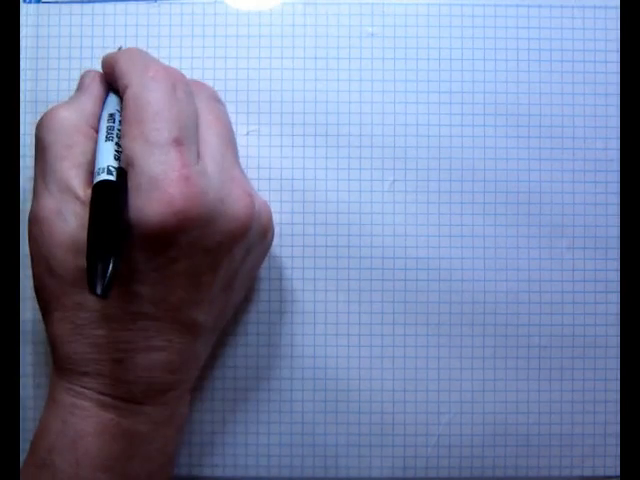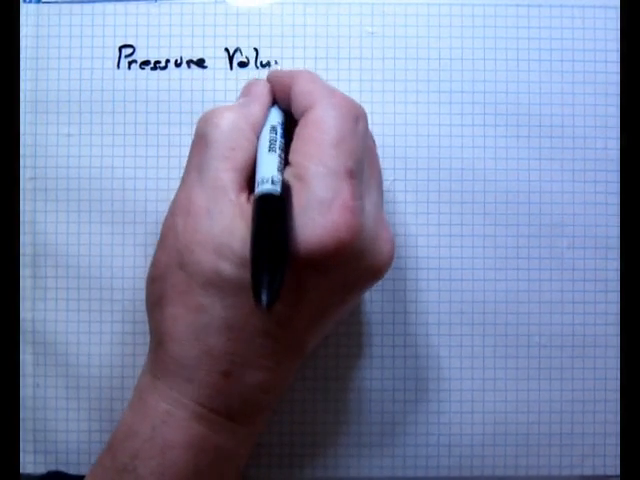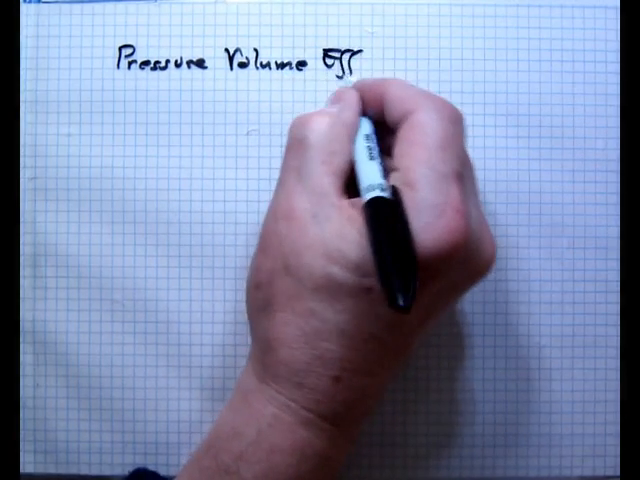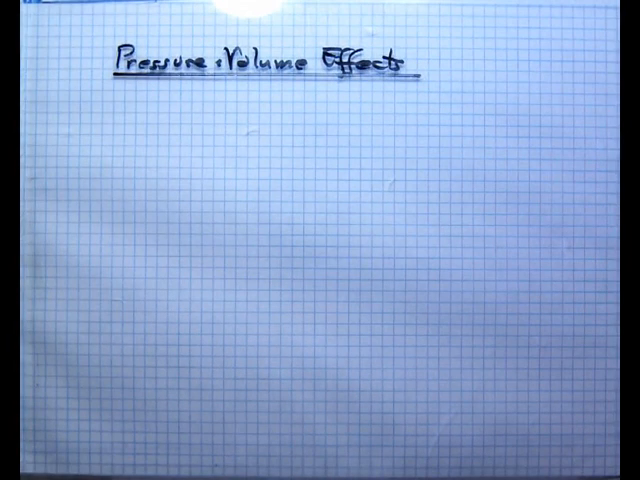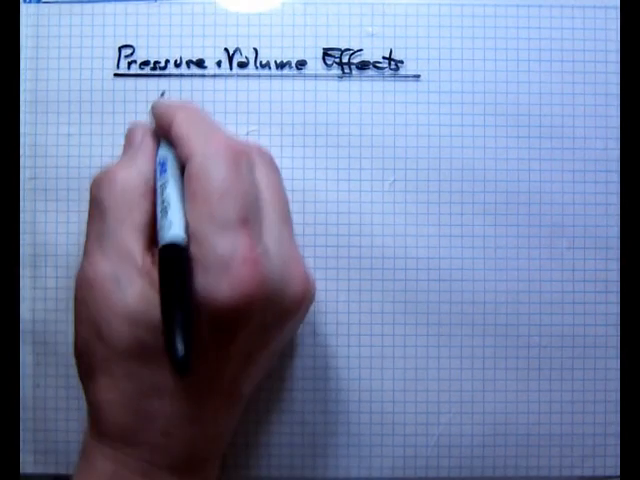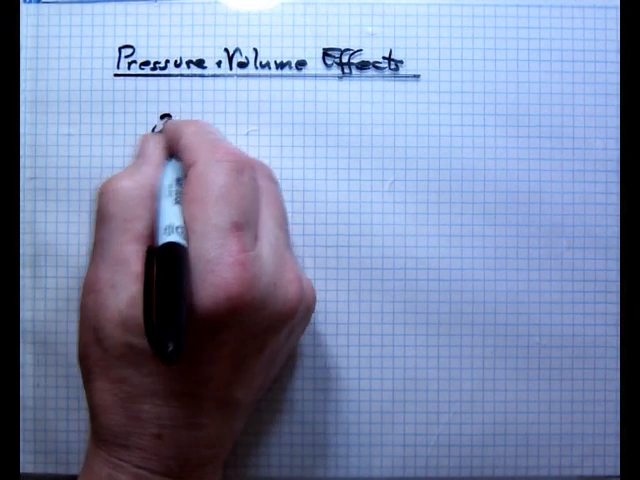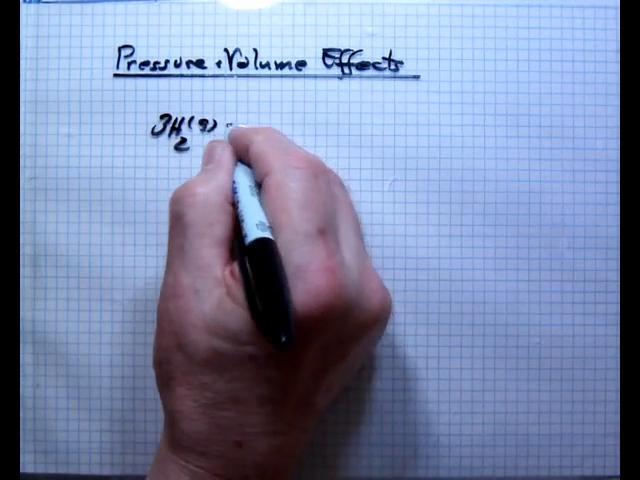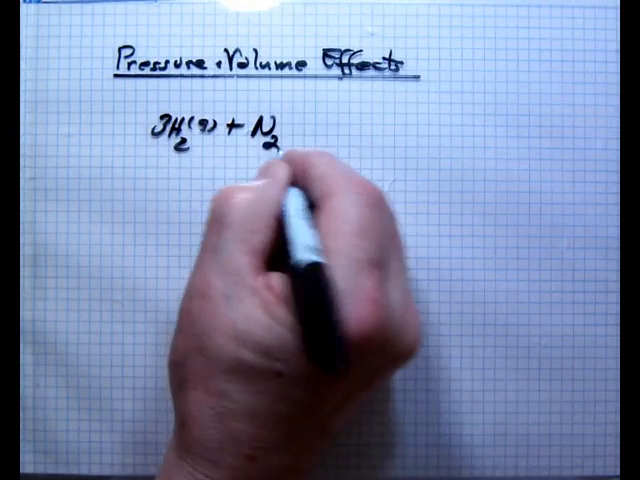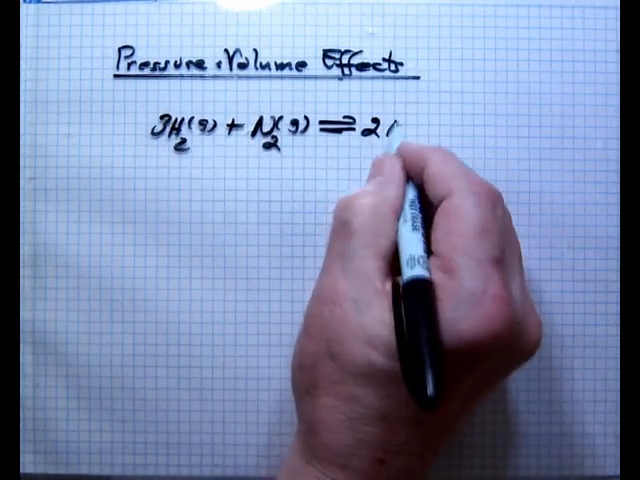Okay, the last stress factor is pressure and volume effects. If you have a reaction such as the ammonia synthesis, something like this, 3 moles of molecular hydrogen react with 1 mole of molecular nitrogen in equilibrium with 2 moles of ammonia.